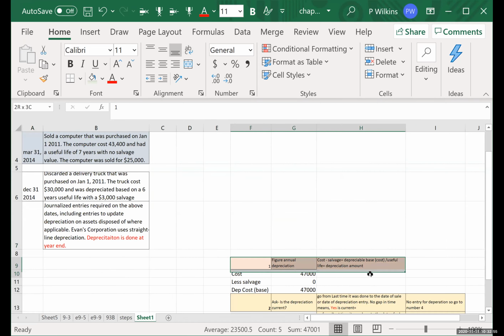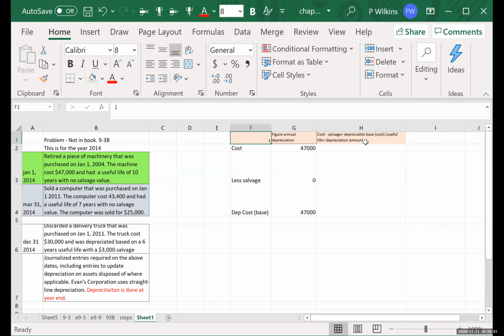Okay. And I already started that here. I'm going to pull that up to the top. So step one, figure the annual depreciation. It's the cost, $47,000, less the salvage value. Always write less the salvage value, even if the salvage value is zero, just write it down because that's the process and that will remind you to always look for that. So it's $47,000 minus zero is going to give us $47,000.